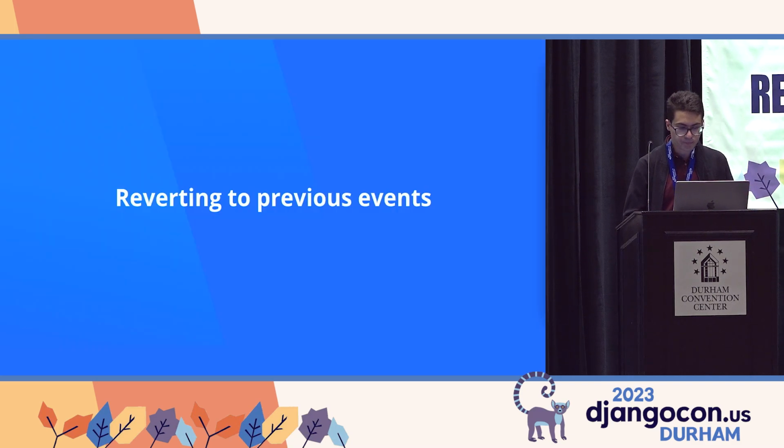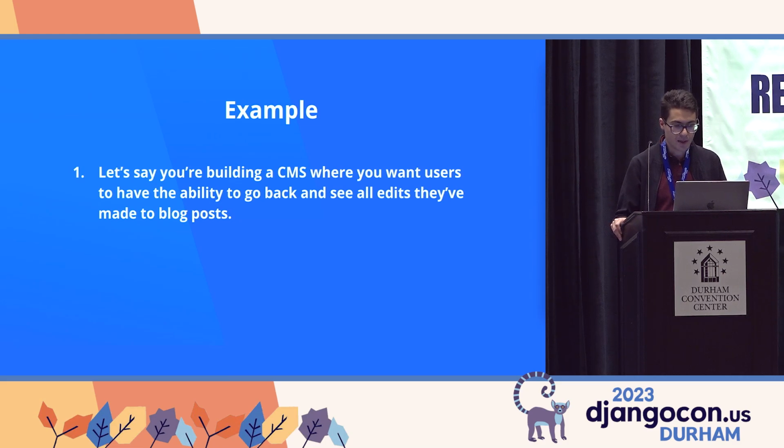And so, yeah, another design pattern that can be quite useful is this ability to go back to previous events, right? So I'm going to walk through an example here of a use case in which you might want this, but I'm sure there's a lot that you guys can think of. So let's say you're building a CMS, right? So something like WordPress or some type of admin application where you want users to have this ability to go back and see all edits they've made to blog posts, right? So users are creating, editing, managing blog posts, and you want to be able to go back and visualize those edits and see how the post has progressed, right?